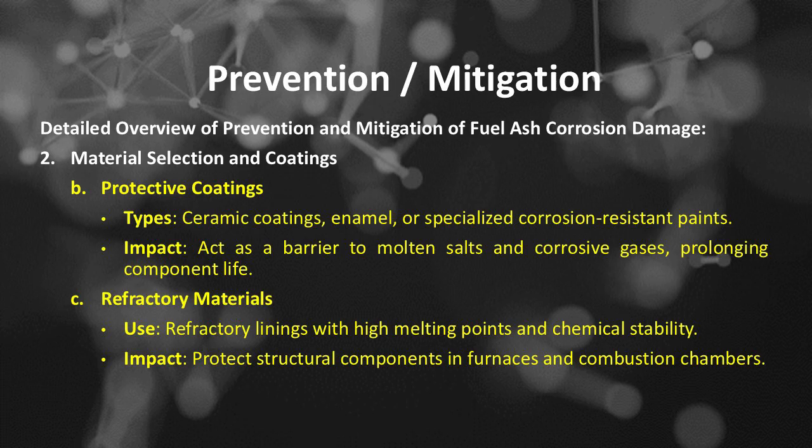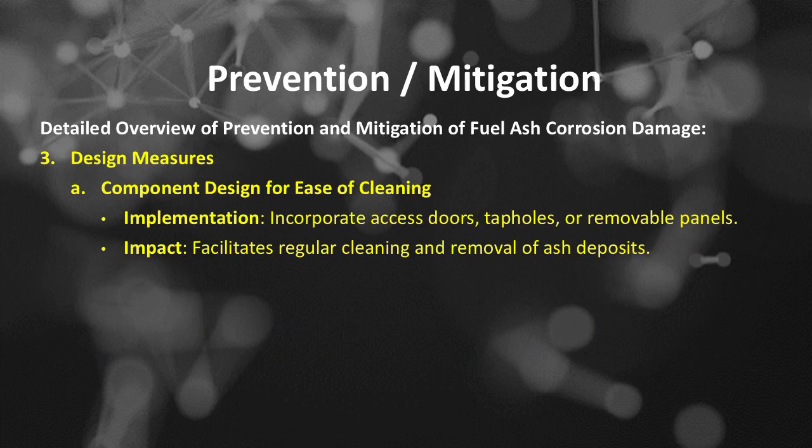Number C, refractory materials. Use refractory linings with high melting points and chemical stability. Impact: protect structural components in furnaces and combustion chambers. Number 3 of prevention and mitigation of fuel ash corrosion damage is design measures. Number A, component design for ease of cleaning. Implementation: incorporate access doors, tap holes, or removable panels. Impact: facilitates regular cleaning and removal of ash deposits.